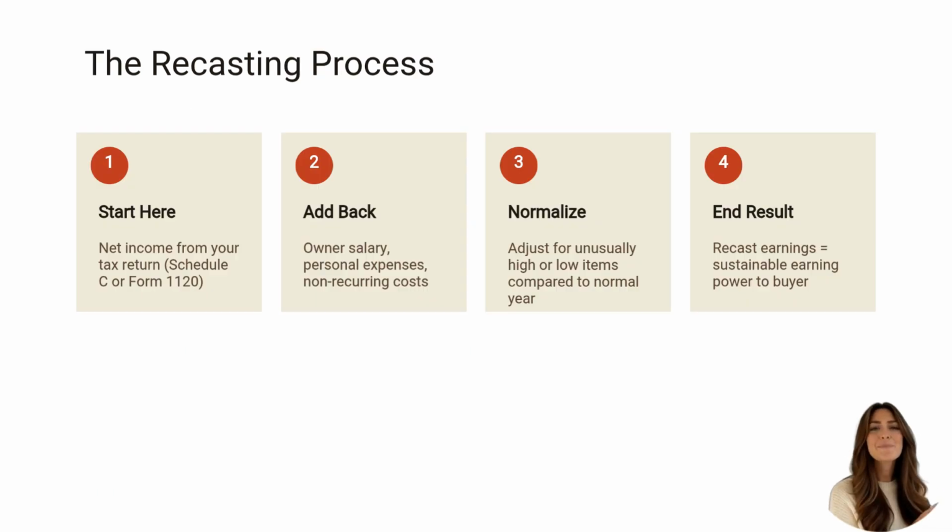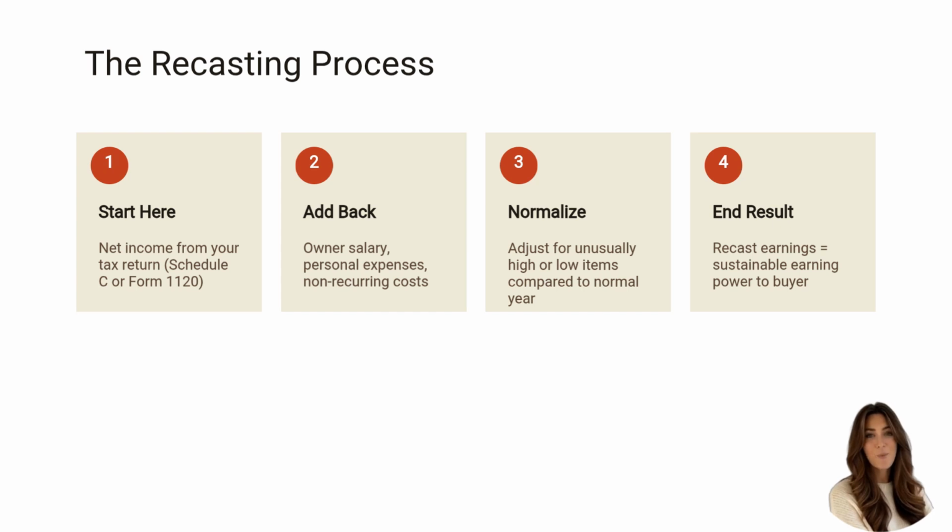Here is the simple 4-step process. Step 1, start with net income from your actual tax return. That is your baseline. Step 2, identify everything that does not belong in valuation earnings and add it back. We will get into the specifics in a moment. Step 3, normalize for unusual years. If you had a one-time lawsuit that will not happen again, remove it. If you had an unusually good year, consider what is repeatable.